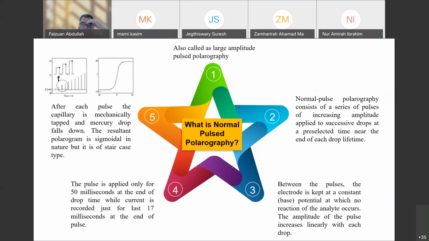the pulse is applied only for 50 milliseconds at the end of drop time, while current is recorded just for the last 15 milliseconds at the end of pulses. After each pulse, the capillary is mechanically tapped and the mercury drop falls down. So the resultant polarogram is sigmoidal in nature, but it is of staircase type.